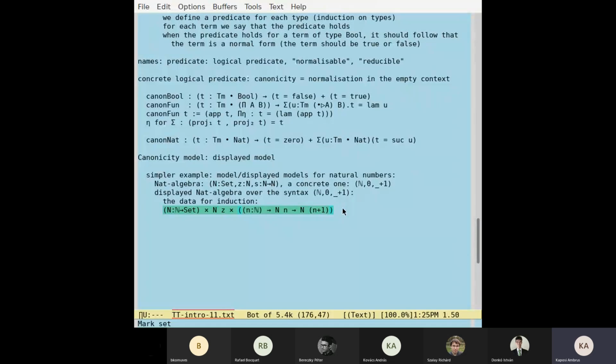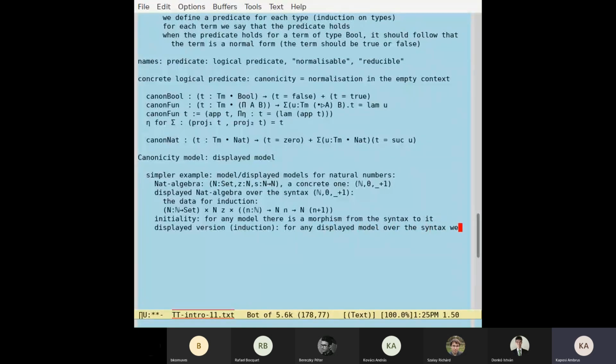So when we define this canonicity model, we will also need a displayed model. And just as we have initiality, which says that for any model, there is a morphism from the syntax to it, we also have the displayed version of initiality, which is usually called induction: for any displayed model over the syntax, we have a displayed section, or displayed morphism. So there's a displayed version of model, and there's a displayed version of morphism, which is usually called section.